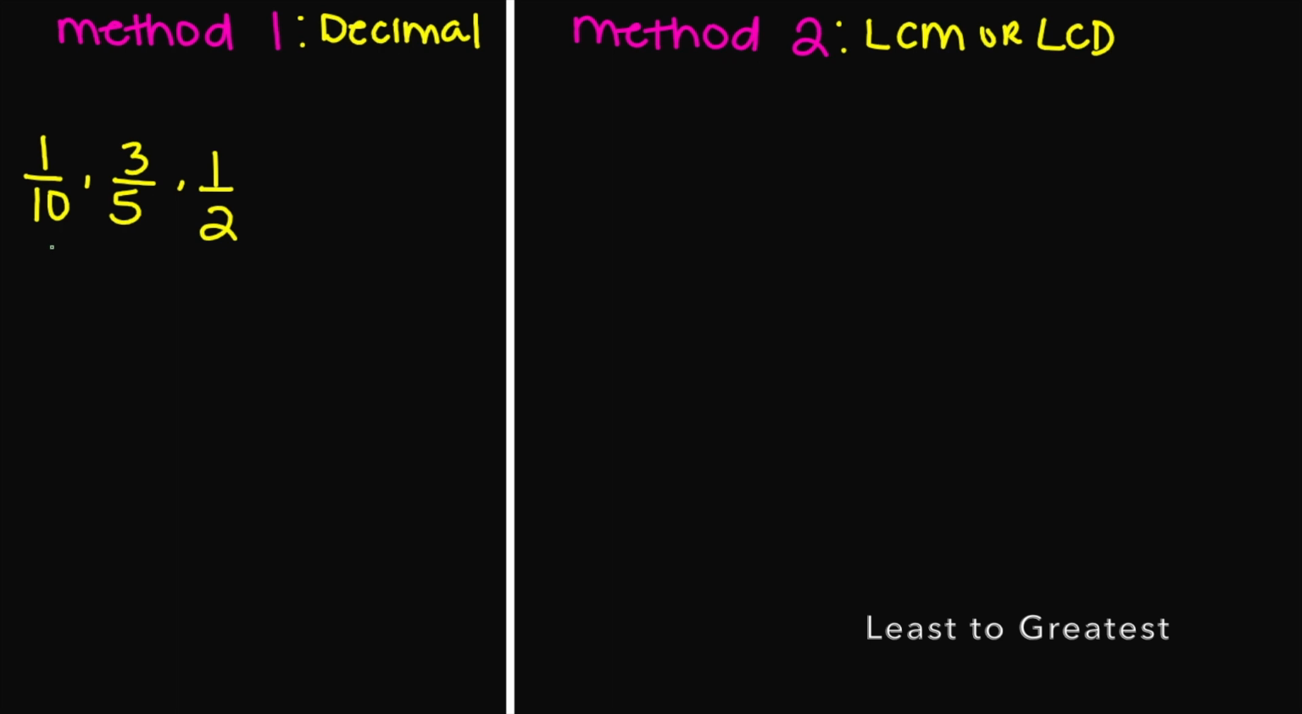If I turn my 1 over 10 into a decimal, that's going to give me 0.1. If I turn my 3 over 5 into a decimal, that's going to give me 0.6. And if I turn my 1 over 2 into a decimal, that's going to give me 0.5.